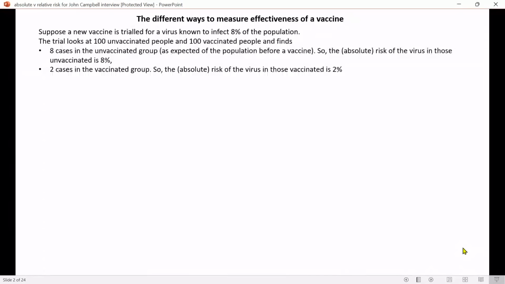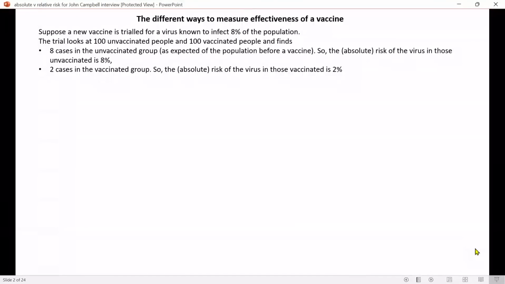So let's take the example of measuring the effectiveness of a vaccine. If you can just click through. Yeah, so suppose you've got a new vaccine and it's trialled for a known virus which affects 8% of the population. So 8 out of every 100 people, before the vaccine comes along, are going to be infected. Well, suppose this trial takes 100 unvaccinated people and 100 vaccinated people. Then obviously you would expect to find about 8 cases in the unvaccinated, because that's what we know from the population previously. Well, let's suppose that amongst the 100 vaccinated, you find only 2 cases. Then what we can say is that the absolute risk of getting the virus in an unvaccinated person we know is 8%. That was already there. But now the absolute risk of the virus in a vaccinated person is only 2%.